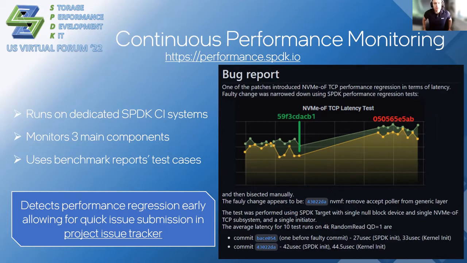While the same set of automation scripts is used to generate the results, those continuous tests are not an equivalent of quarterly reports and serve us primarily as a tool to early detect and report any introduced regressions, just like in the screenshot on the right. You can find the live versions of those dashboards at performance.spdk.io. The link is on the top of the slide.